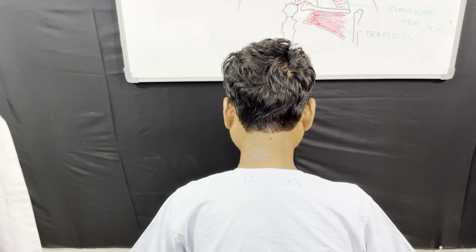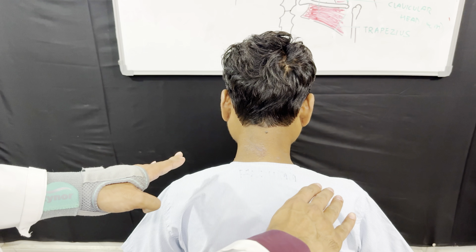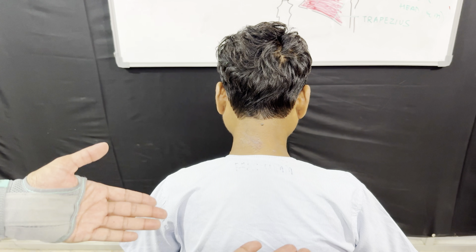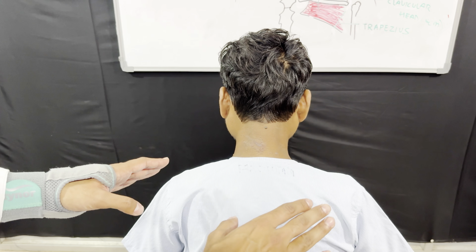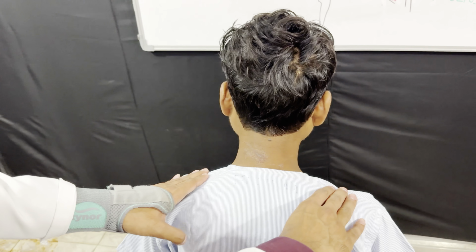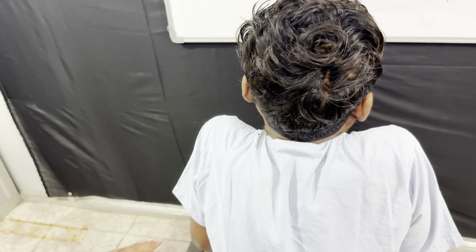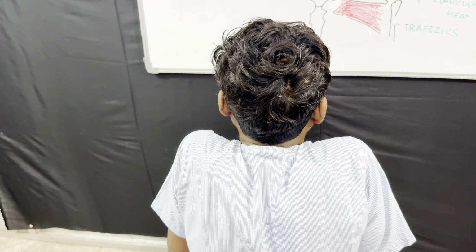We'll ask the patient to shrug his shoulder and apply a firm pressure against the shrugging the patient is doing. If the patient is able to counter the pressure we are applying, then the trapezius muscle is normal and the spinal accessory nerve is not involved. We'll ask the patient to apply a firm pressure. As you can see, he is able to counter the pressure we are applying and there is no motor involvement and the trapezius muscle is normal.